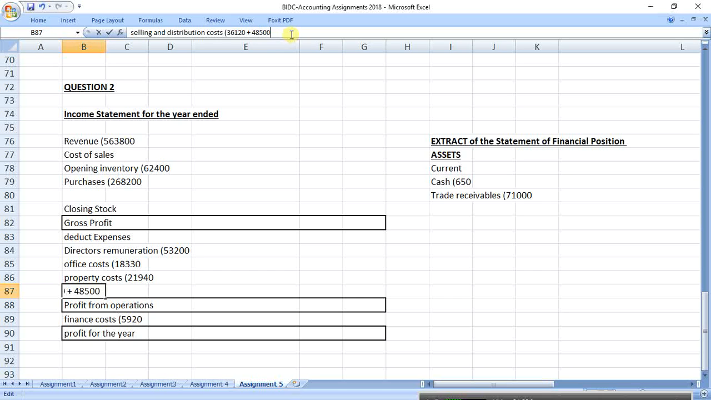48,500. Okay, then just asterisks and write down salaries and wages, just so they can see what that is, because they weren't specific in terms of is this relating to the directors or is this someone else? Okay, I'm going to assume that it's part of the selling and distribution costs. We're going to pay people to sell and distribute the products.